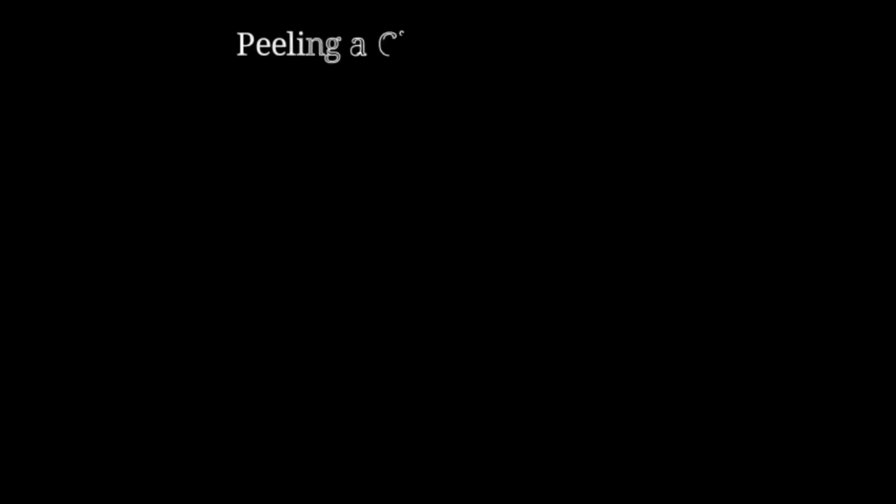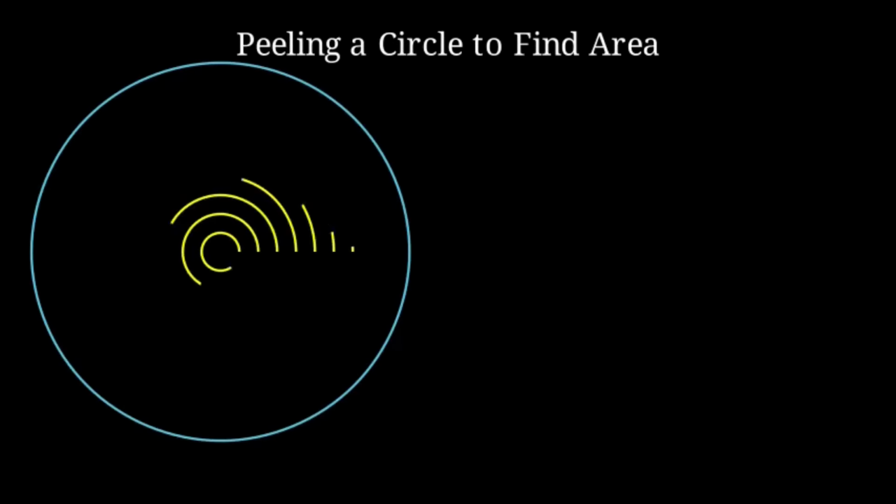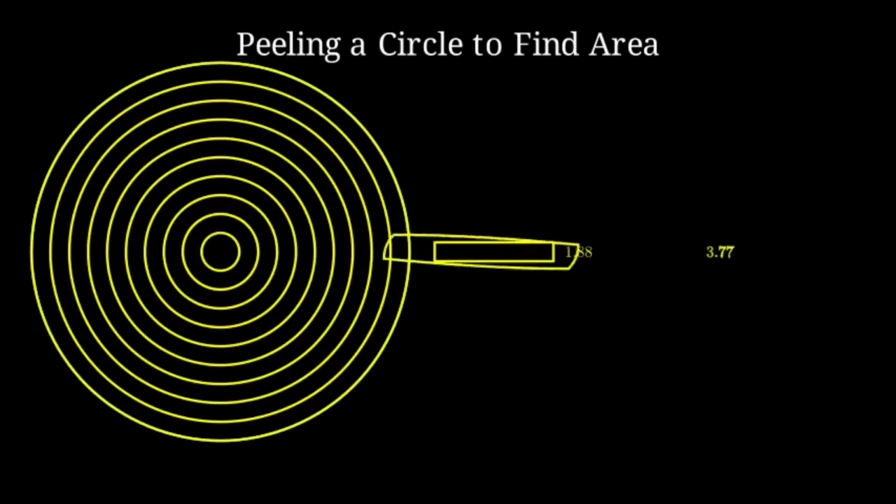Imagine a circle. Now, let's divide this circle into thin, ring-like sections, known as annular regions. Picture each of these rings carefully cut and then straightened out to form a rectangle. As we move outward from the center, each ring's radius increases, and so does the size of its corresponding rectangle.